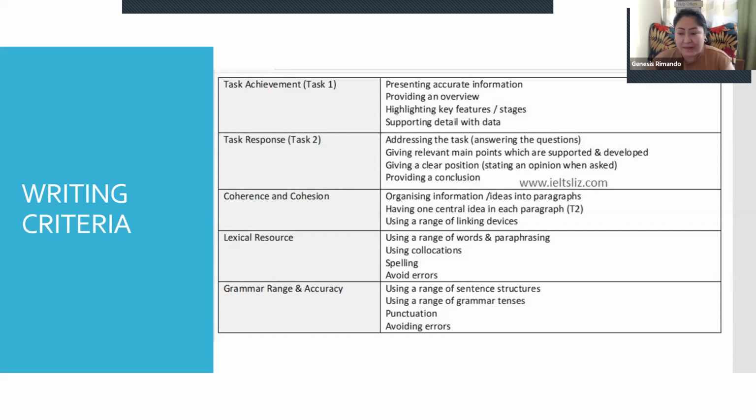What else? You use the correct punctuation. So you use period, comma, exclamation point, and so on correctly. And of course, you always avoid errors. So that's how you get a higher band score in writing.